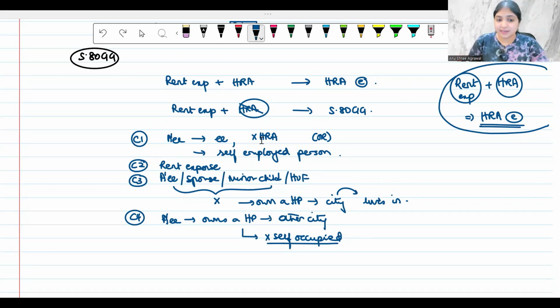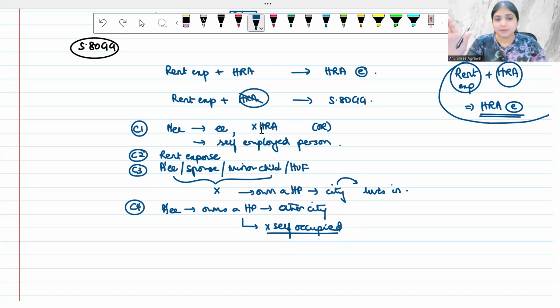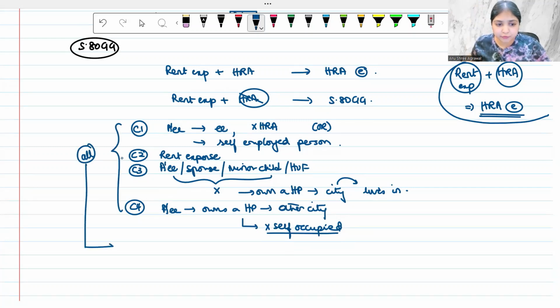Condition number 2, the assessee must be having rent expense. Why is the assessee having rent expense? Because in the city in which he is living, neither the assessee himself, nor his spouse, nor his minor child, nor his HUF, none of these 4 should own a house in the city in which he is living. And the last condition is that if the assessee is owning a house in some other place, it should not be a self-occupied house. It can be an unoccupied house. It can be a let-out house, but it cannot be a self-occupied house. I have 4 conditions. If all these 4 conditions are fulfilled, then my assessee will get section 80GG deduction.